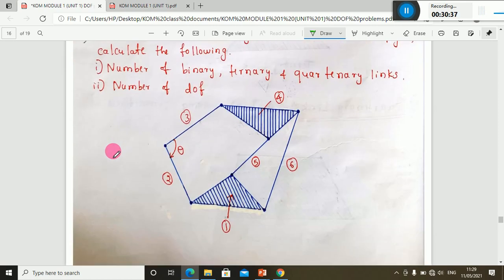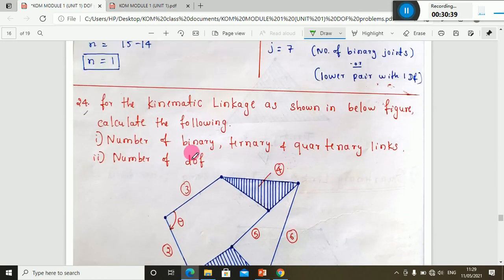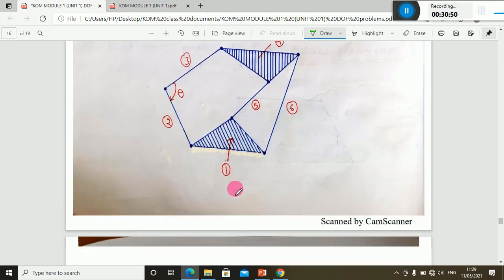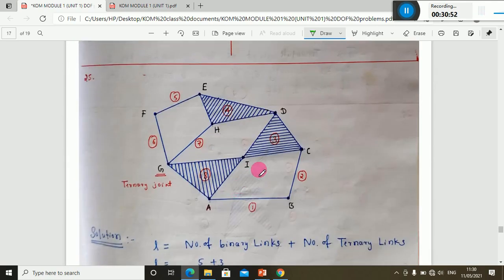Okay. Similarly, you can solve the remaining problems. You can take this as an assignment, and wherever you see the hatched portion, that will be considered as one link. Okay, in this case it is a ternary link. It will be considered as the fourth link. It is also considered as the first link. So these are also examples of ternary links.